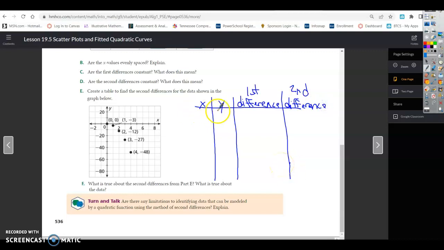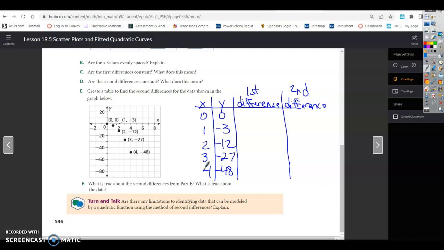We're going to start with the ordered pairs. We have 0, 0. We have 1, -3. We have 2, -12. 3, -27. And 4, -48. We know we can create this table because the x's are 1 apart each, so these are evenly spaced.